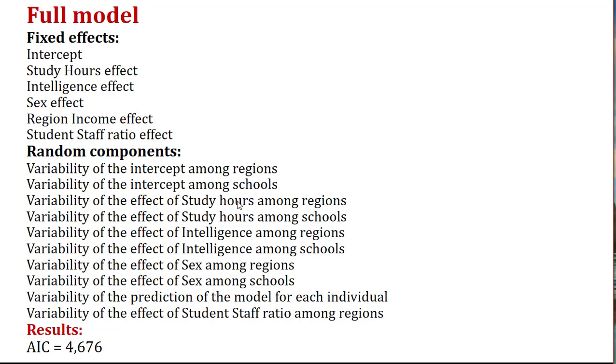We study the effect of study hours on academic achievement and how that effect varies among regions and how it varies among schools. Same for intelligence. The effect of intelligence on academic achievement and how that varies among regions, which we've done before, and now we add how it varies among schools. Same with sex. The effect of sex on academic achievement and how that effect varies among regions and how that effect varies among schools. And this is the variability of the prediction of the model.